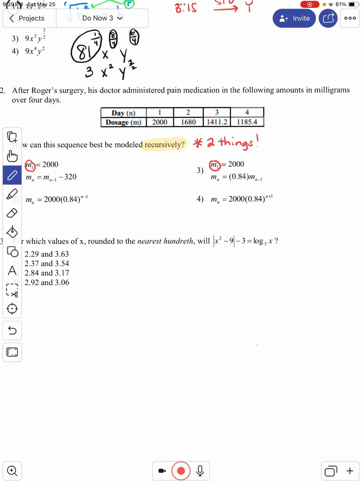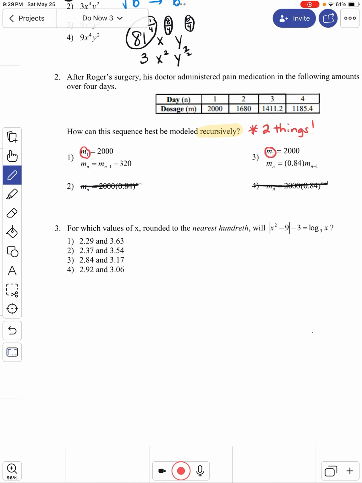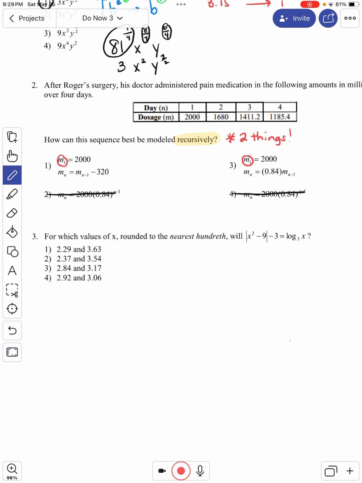So that being said, I can automatically cross off option 2 and option 4 because they don't have two things. So from there, I'll notice that my first term is 2,000, so that makes sense. But now I need to decide, how am I getting to 1680 to 1411.2 to 1185.4?